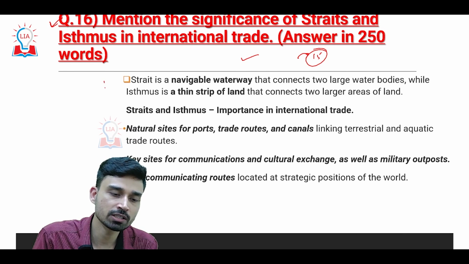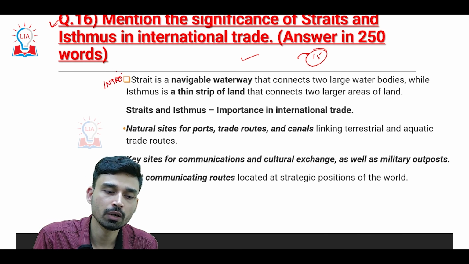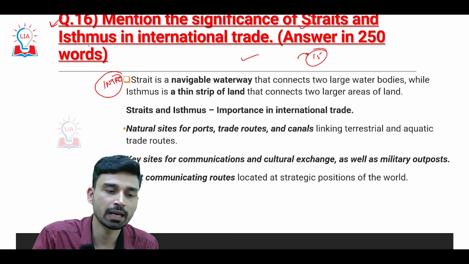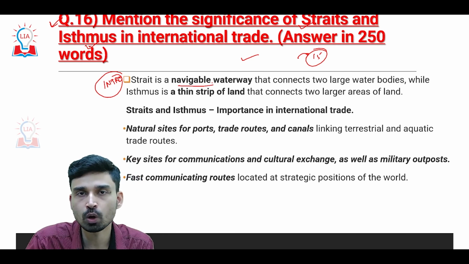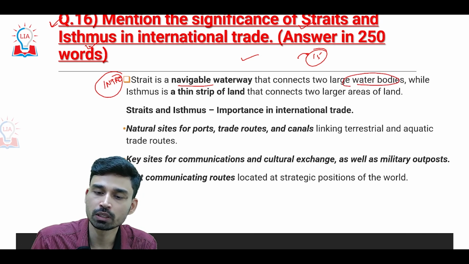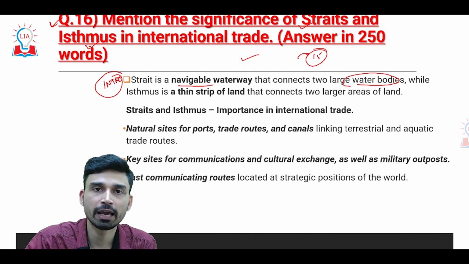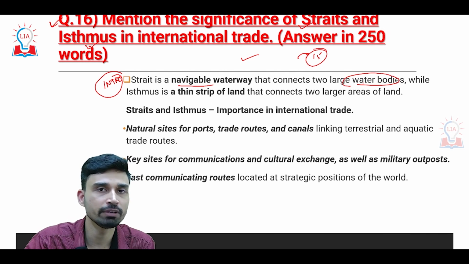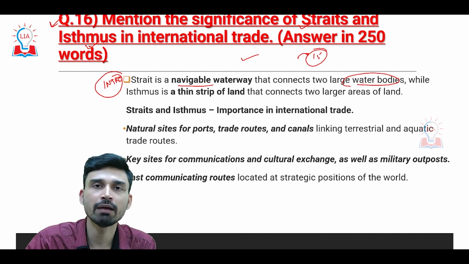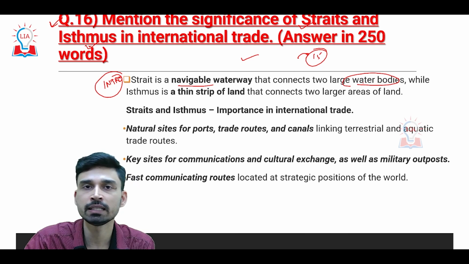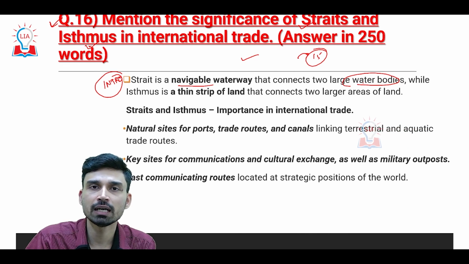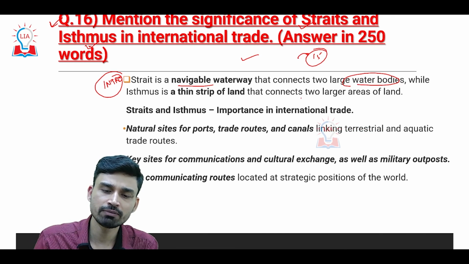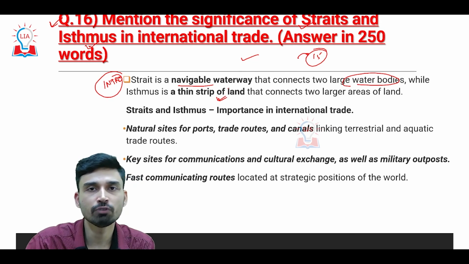You can start by introducing what you understand by the terms strait and isthmus. A strait is a navigable, narrow waterway that connects two large water bodies. For example, the Palk Strait connects the Arabian Sea on the west and the Bay of Bengal in the east. Similarly, the Strait of Gibraltar connects the Mediterranean Sea in the east and the Atlantic Ocean in the west, and the Strait of Malacca connects the Bay of Bengal with the South China Sea. Several such straits can be represented on the world map as well.